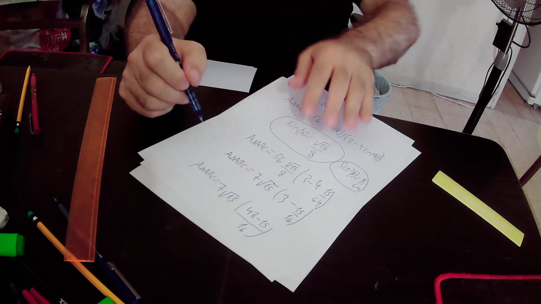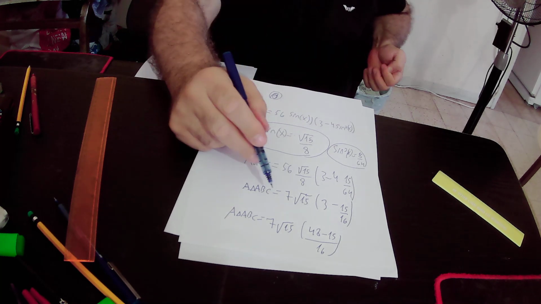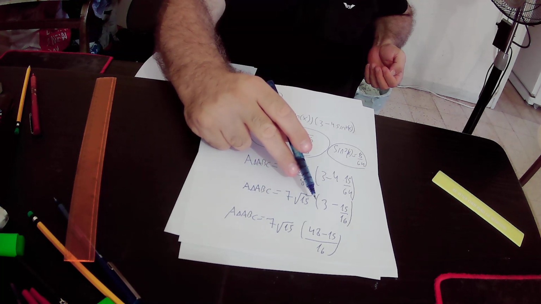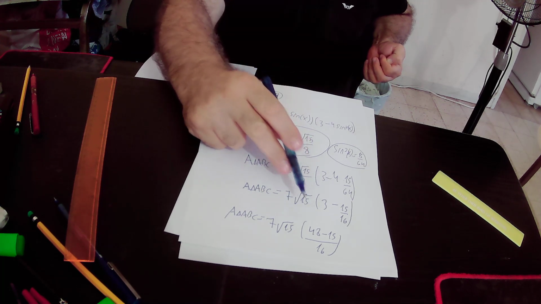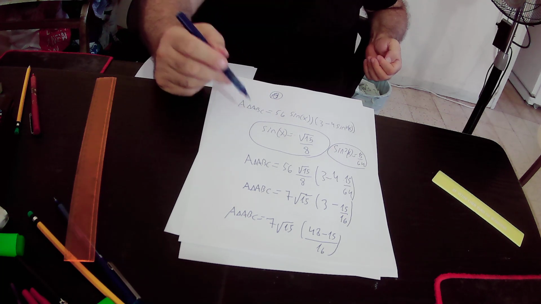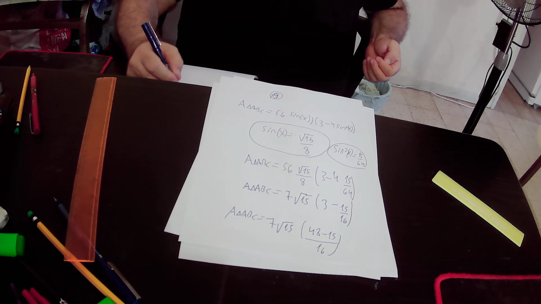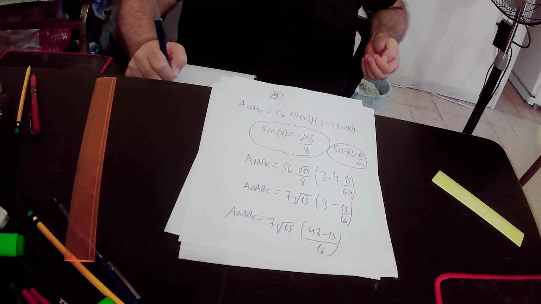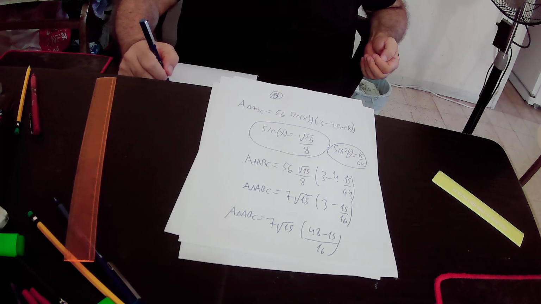Okay, the area of triangle ABC equals 7 times root 15. 48 minus 15 is 33. So 33, the area of triangle ABC will be equal to 7 times root 15 times 33 over 16.